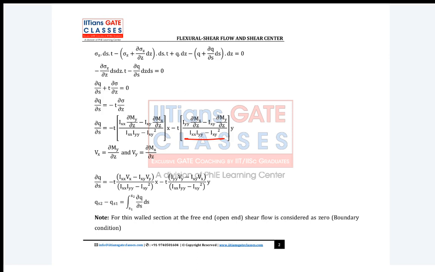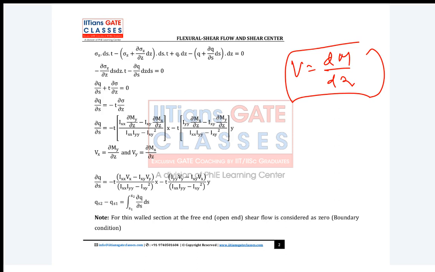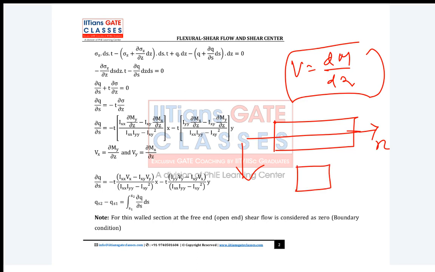Now guys, you have to understand one thing. What is this rate of change of moment? Can anyone tell? We have derived it in the shear force and bending moment diagram. In that case, what did we derive? V equal to dM by dx, right? Not q. V equal to dM by dx. In that case, we took x as the longitudinal axis. It's a shear force, right? And what was your cross section? Our cross section was y and z.